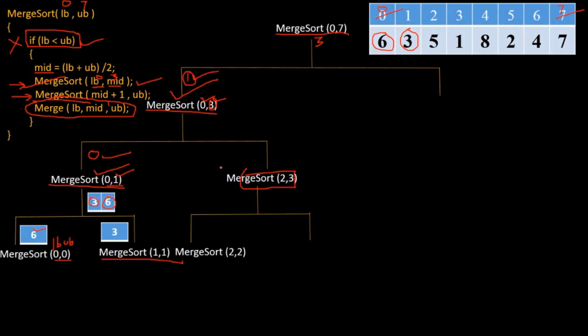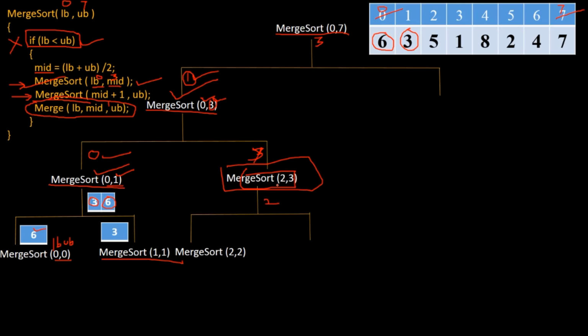Why 2 comma 2? Because when this merge sort is working, this if becomes true, it will calculate the mid value. 2 plus 3 is 5. 5 divided by 2 is how much? 3, right? So again what happens here? Sorry, 5 divided by 2 is 2. 5 divided by 2 is 2, right?